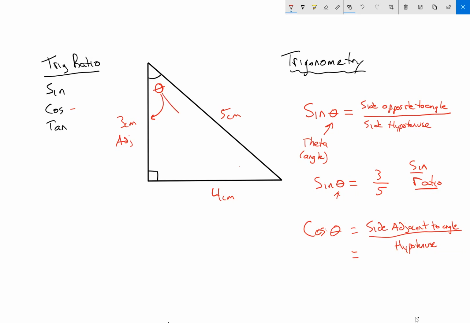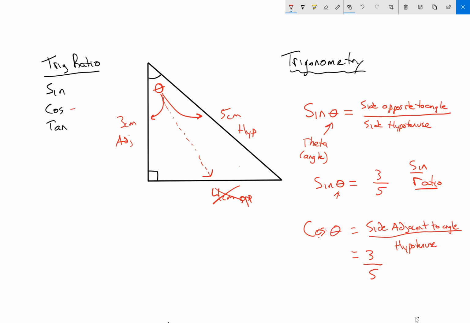The hypotenuse is always, of course, the longest side. So that's still the hypotenuse. Think about what the side opposite would be to this angle for a second. Well, the opposite side would be across here. And we don't need to use that side in this case because we are using the cosine ratio, okay? So the cosine ratio is the side adjacent, which is 3, divided by the hypotenuse, which is 5, okay?